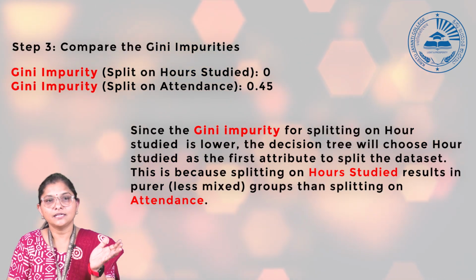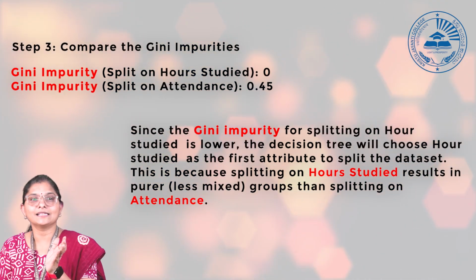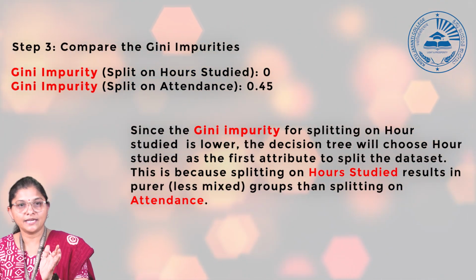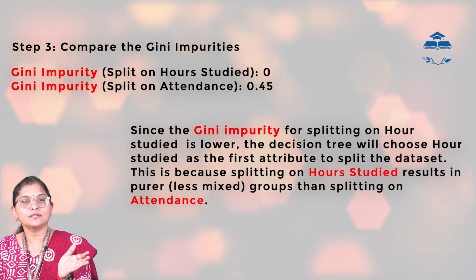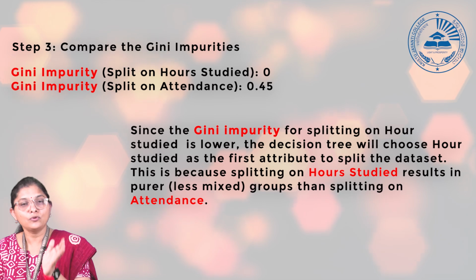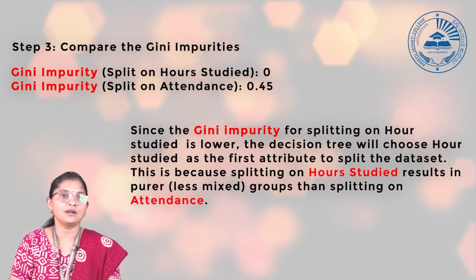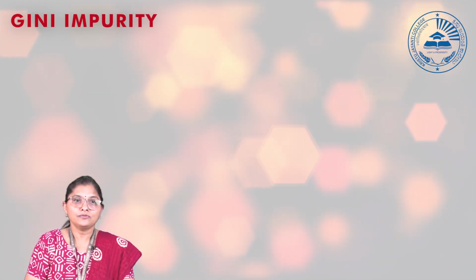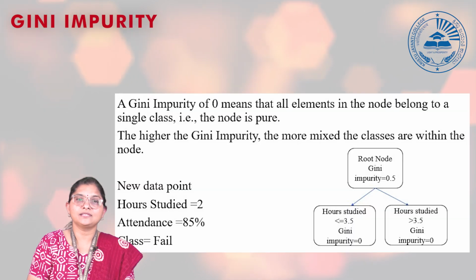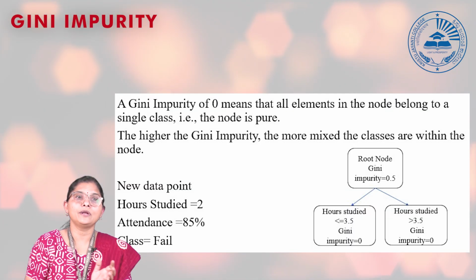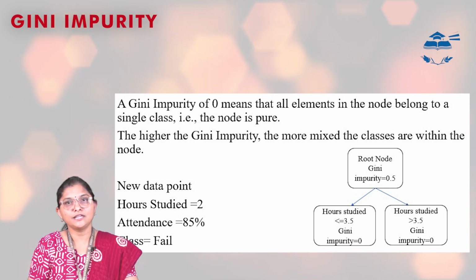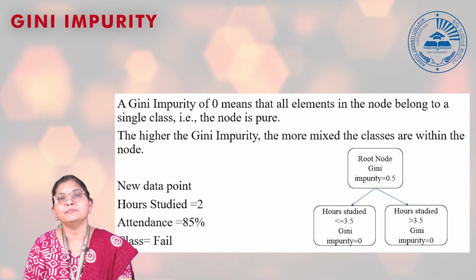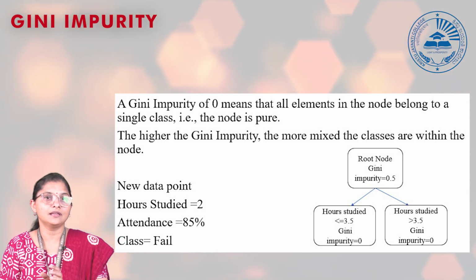So the decision tree will choose hour studied as the first attribute to split the data set, because it gives the value 0. Hour studied results in purer groups than splitting on attendance. A Gini impurity of 0 means that all the elements in a node belong to a single class. That is, the node is pure. The higher the Gini impurity, the more mixed the classes are within the node.